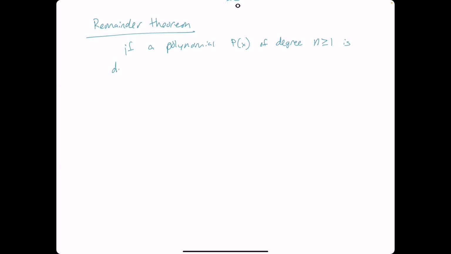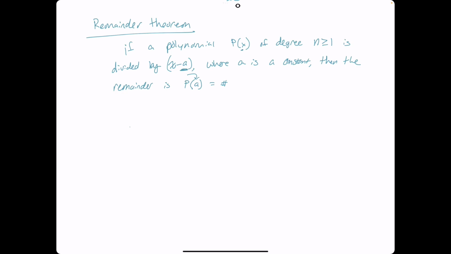Is divided by x minus a, where a is a constant. No variables for that part. Then the remainder is P of a. It's as if you're taking this number, a, and plugging it into the polynomial, and you get some number, P of a. If you plug a in here, you're going to get some number.